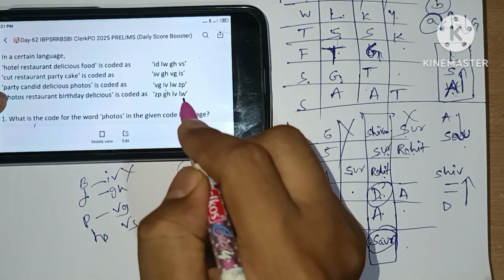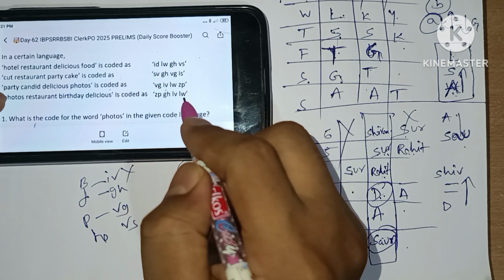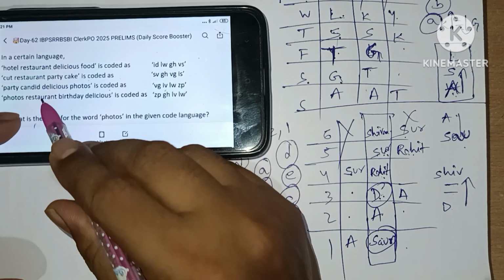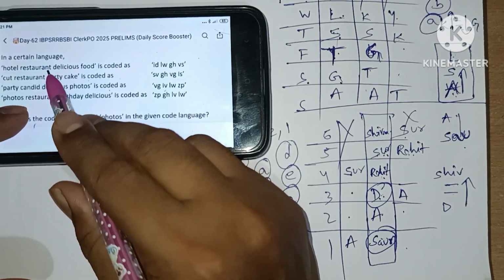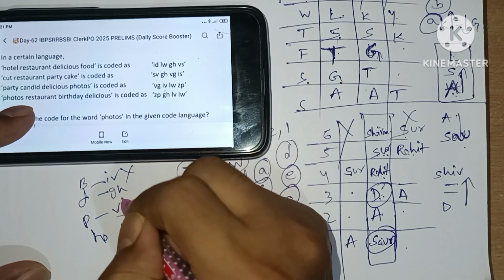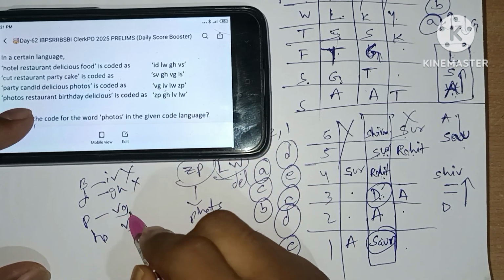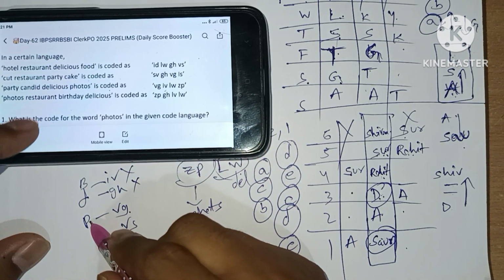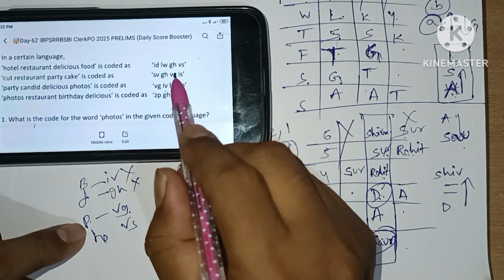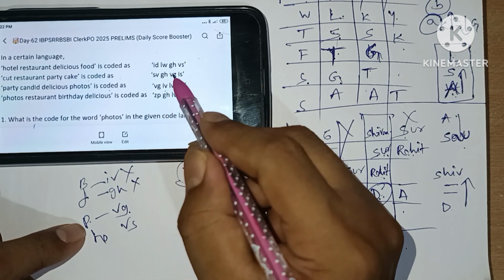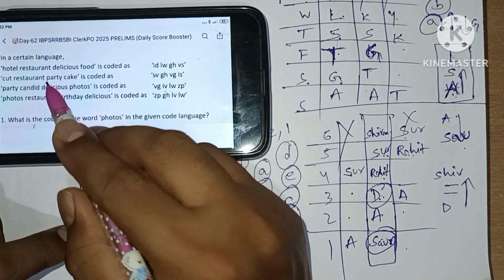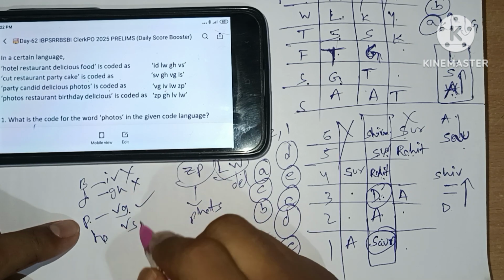No. The delicious word is LW. Wait a second. GH must be restaurant here. Here also restaurant and here is also restaurant. So GH is restaurant, not delicious. VG is party. Here is VG and here is also VG. So party is common to these two. So VG party is the right answer.